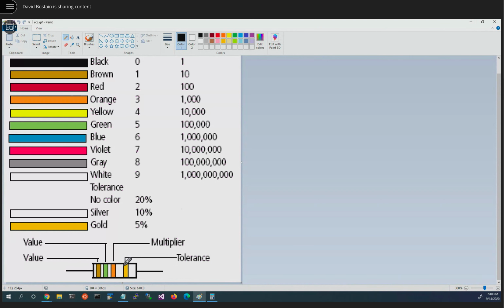Now, how do we read these things? The first two bands tell you the first two significant digits in the resistance. So a 100 ohm resistor would have a 1 and a 0. Then the multiplier basically tells you how many more zeros there are. So in 100, we've already used 1 0, right? But it doesn't matter. This tells us how many more. So 100 would be 1 0 1. Everybody understand why this is a 1? It's because there's another 0 after the 10 to make it 100 ohms.